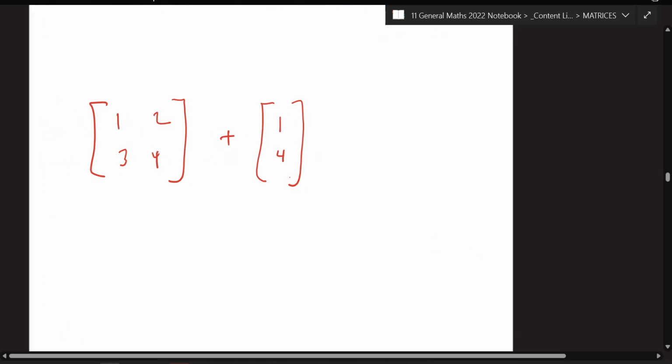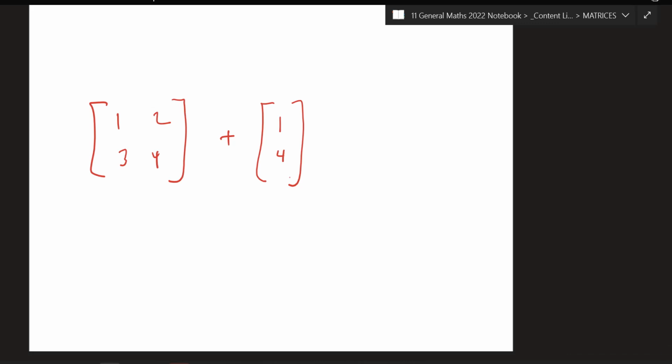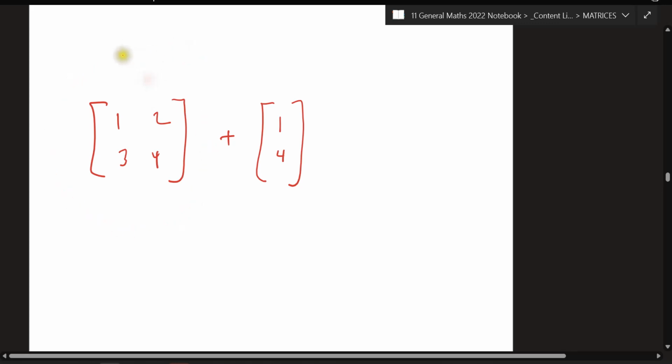Tell me why. Why can't I add them? What's different about them? They're not the same. Tell me what's the order for this one? Number of rows, number of columns. How many rows this way? 1, 2, so that's 2. And how many columns this way? 2. It's a 2 by 2.